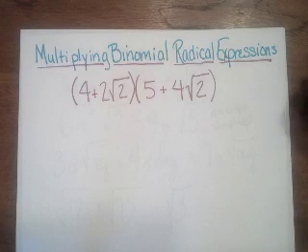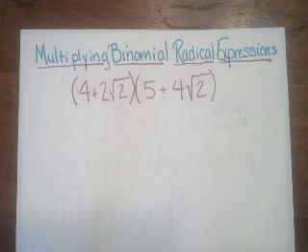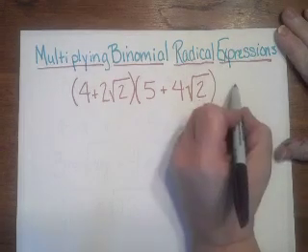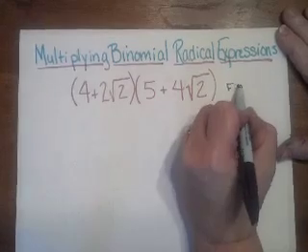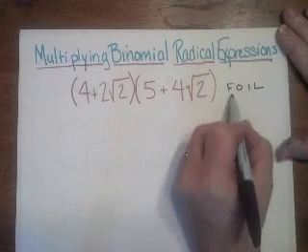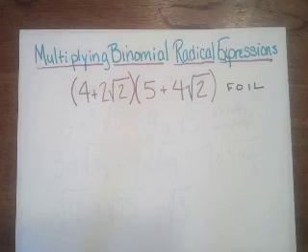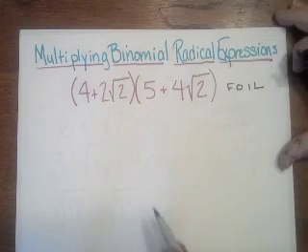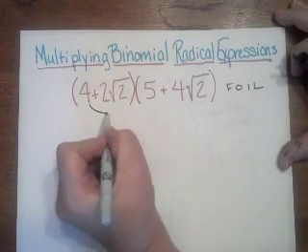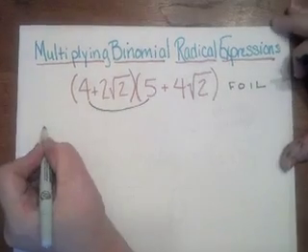We can still use the same process that you have in the past, which is the FOIL method. And we do it the same way. I want to remind you, FOIL stands for first, outer, inner, last. So we're going to do the first one. So we'll take the 4 times the 5. I'm going to write it out.